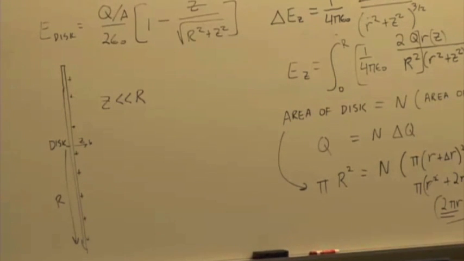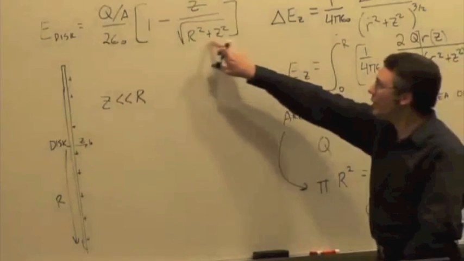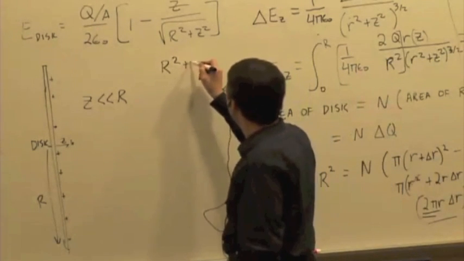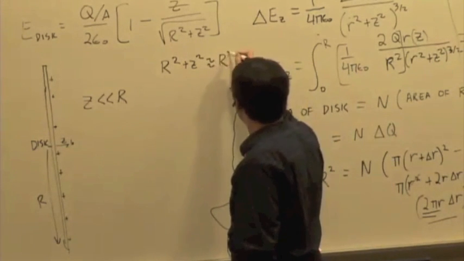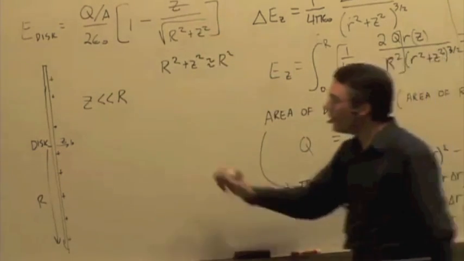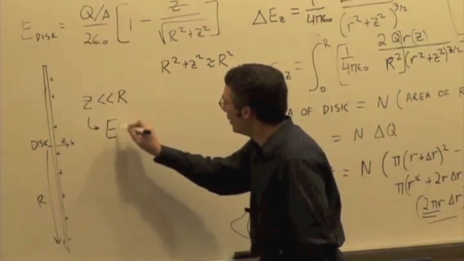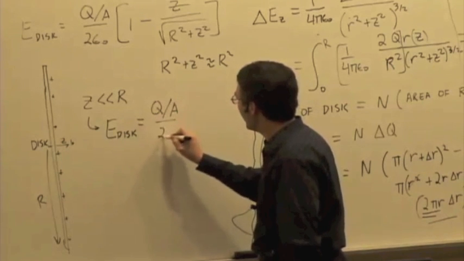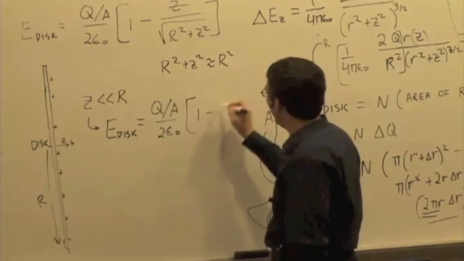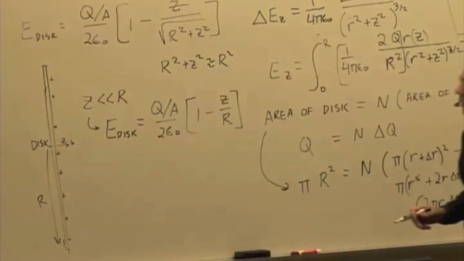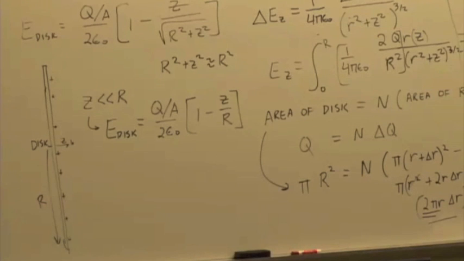Well, Z is much less than R, so R squared plus Z squared is approximately just going to be R squared. The square root of R squared is just going to give me R, right? So I can write an approximate formula. The electric field of a disk is equal to Q over A over 2 epsilon 0, times 1 minus Z over R. So that's a lot more simple.